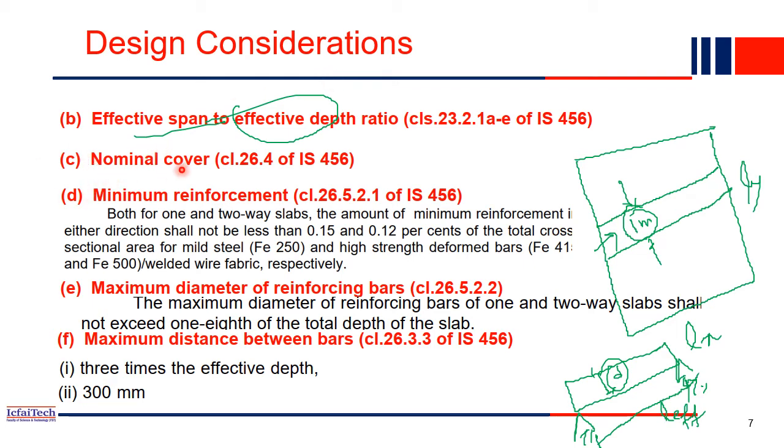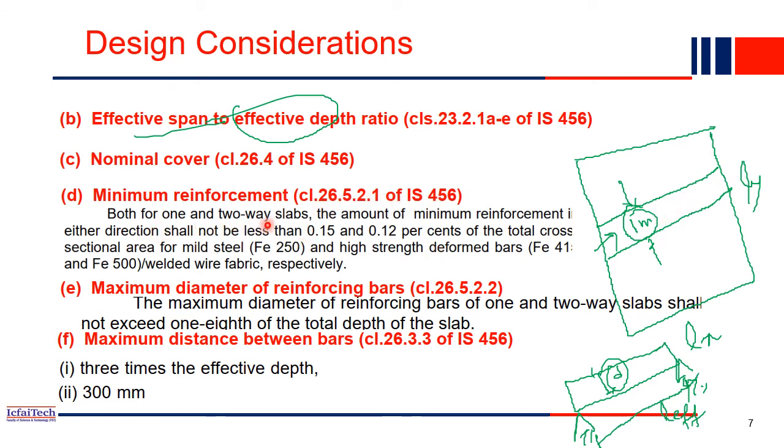Now C is nominal cover. Nominal cover, as I mentioned, we have to keep some space at the bottom, which we call cover. The similar thing that we discussed in the beam, you will get in this clause, the minimum cover that we should provide is mentioned here. Now minimum reinforcement in a slab. As I mentioned in the beam also, there are minimum reinforcement and maximum reinforcement. Here also in slabs we have the minimum and maximum reinforcements. How much is allowed to provide in a slab, you will get in this clause.